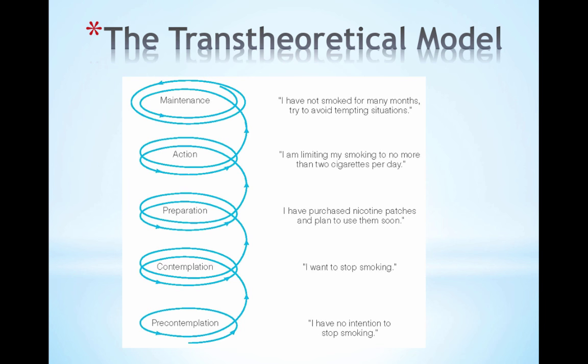We can regress if we relapse into that behavior and no longer adhere to that behavior. The trans-theoretical model has been shown to be a very good fit for smoking cessation behaviors, but it has not been as successful as predicting adherence to other behaviors, such as eating a healthy diet or using condoms.